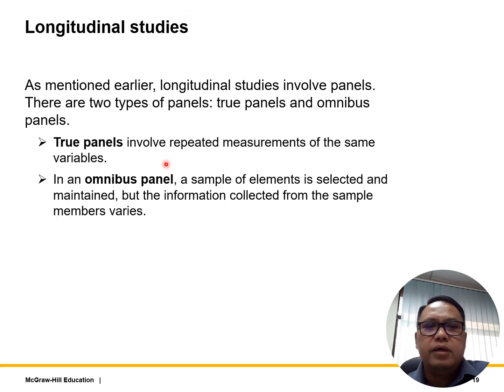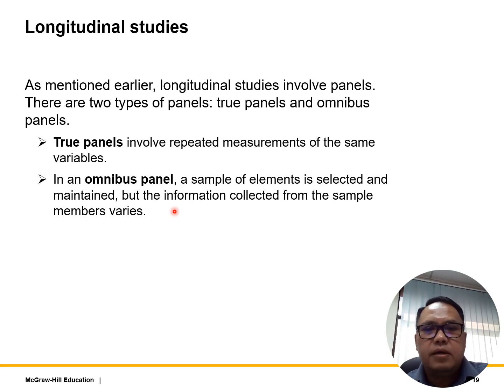So the second one is longitudinal studies, which is another type of descriptive study here. The longitudinal studies, as mentioned earlier, involve panels. There are two types of panels: true panels and omnibus panels. Number one is the true panels, which involve repeated measurements of the same variable. Okay, that is what we call true panels.